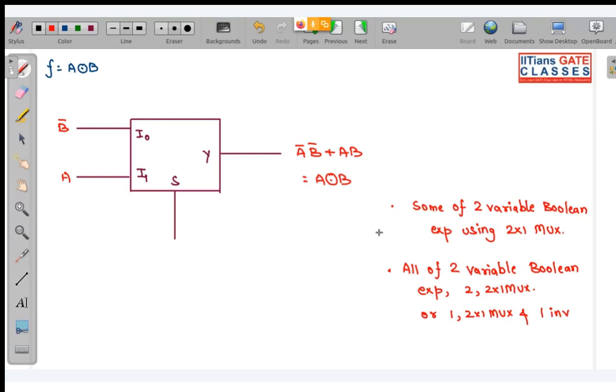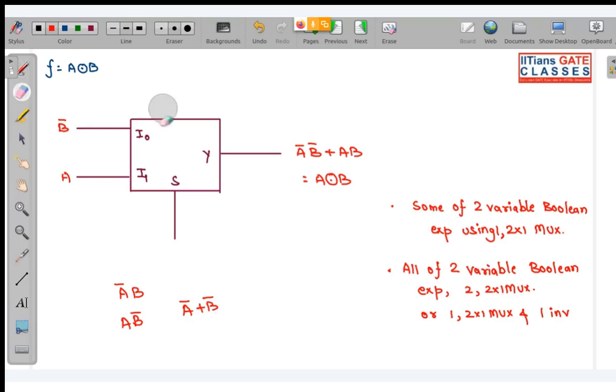Just now I have shown you that some of the two variable Boolean expressions can be constructed using a single 2 cross 1 mux. But all of the two variable Boolean expressions, like this expression also I can make, even this expression I can make. For such kinds of expressions, I require a minimum of 2 mux, or 1 inverter and 1 2 cross 1 mux. Are you people understanding what I am trying to say?